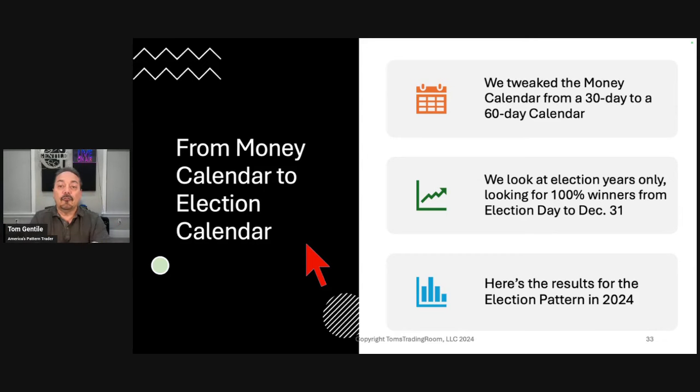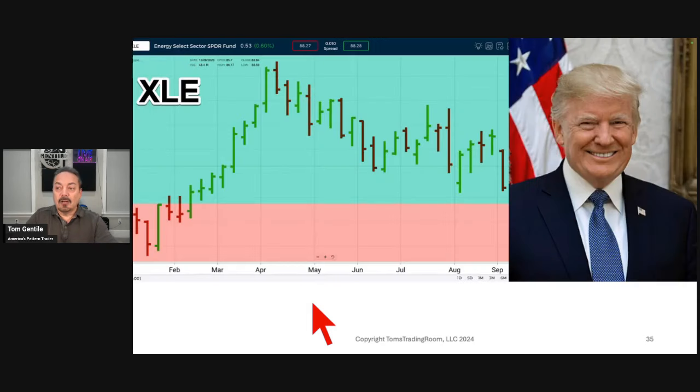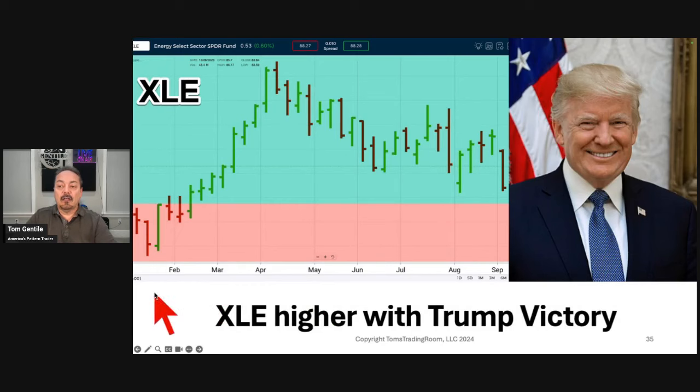Here are the results of my research. So if we have a Trump win in November, we're going to look at traditional energy. I looked at traditional energy and found the stocks that in the last 6 elections, 25 years back, going back to 2000, went up all 6 elections. But I believe they're going to go much higher for President Trump because they fall in the Republican wheelhouse.